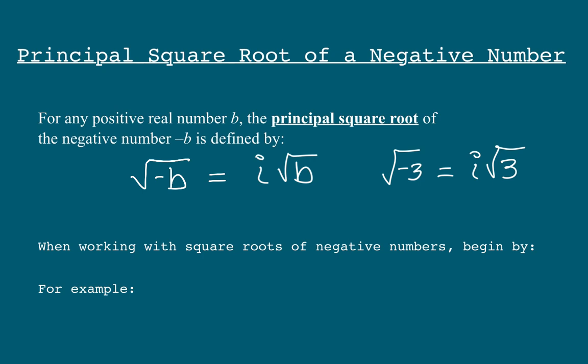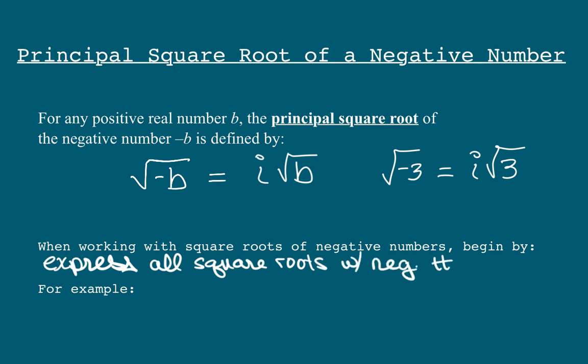So when working with square roots of negative numbers, we should always begin by expressing all square roots of negative numbers in terms of i. Anytime you see a square root of a negative number, we should express all of these numbers in terms of i. That should be the first thing we do.